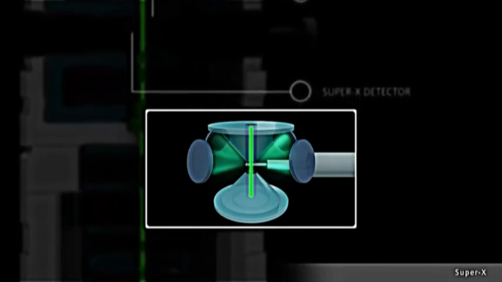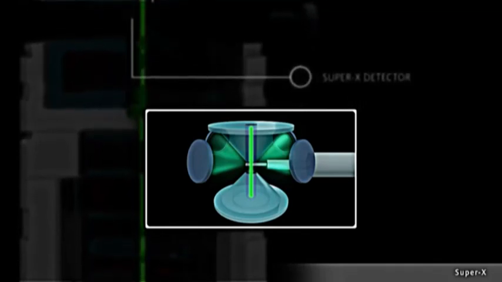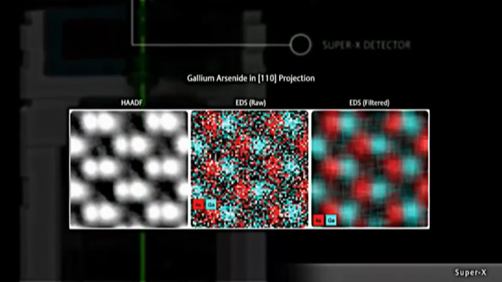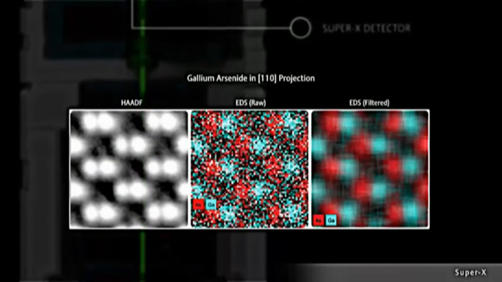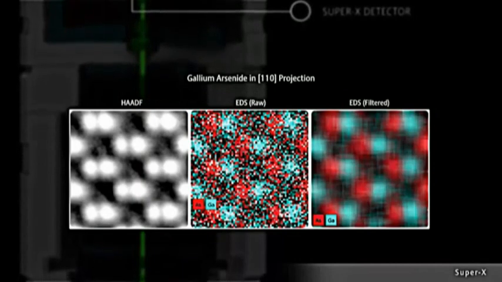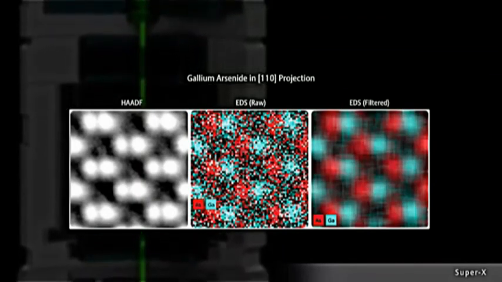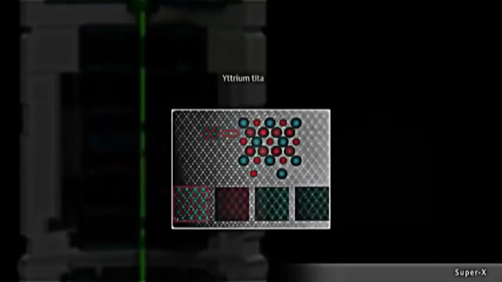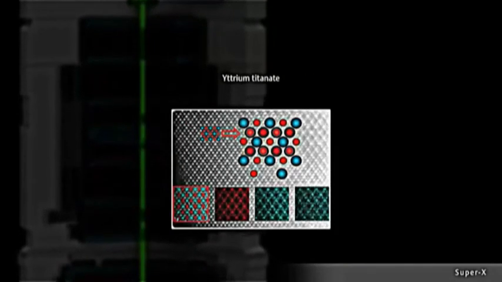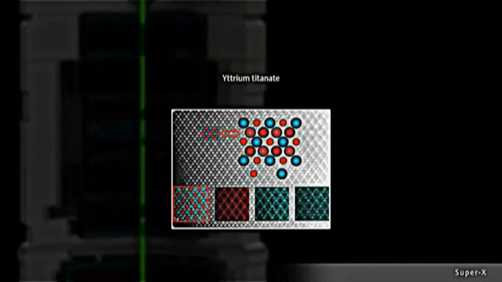In combination with the probe CS corrector, the Super X detector enables atomic chemical mapping, as shown in the example of gallium arsenide in 110 projection. The polarity of the structure can be visualized by the additional information of the different chemical content of the dumbbell structure. Even the difference in chemical composition between mixed and pure atomic columns can be detected as shown in this example of yttrium titanate.